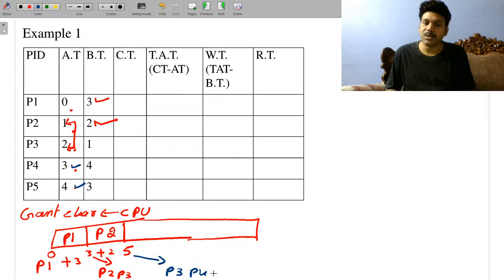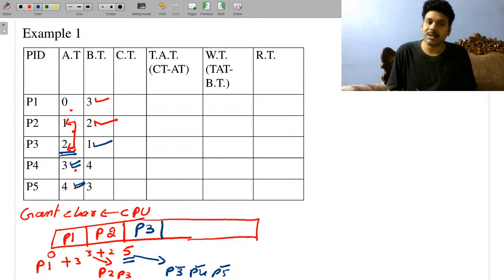They are P4 and P5, because their arrival times are 3 and 4, now I reach time 5. So between 3, 4 and 5, you know which process is to be sent to the CPU. We know that P3, because it arrived prior to the others. So P3 is executed. I require only 1 unit of time.